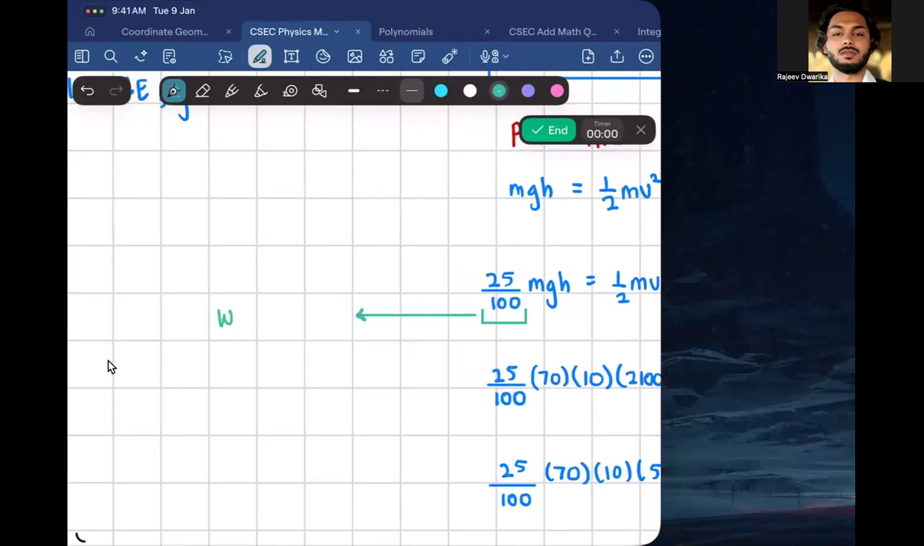Right, so we lost 75% of the potential energy. So only 25% remained. Nice. Okay.